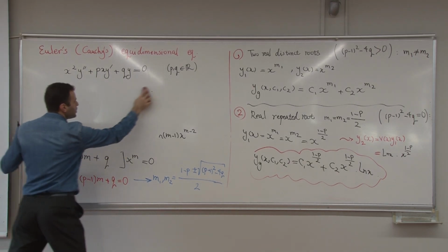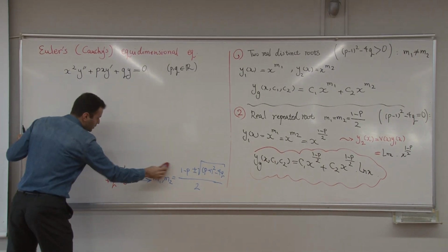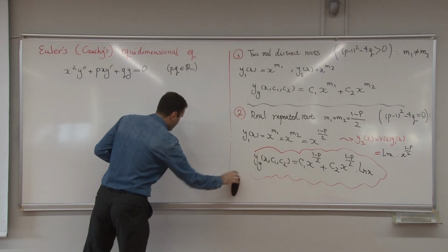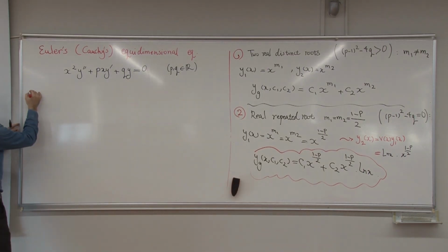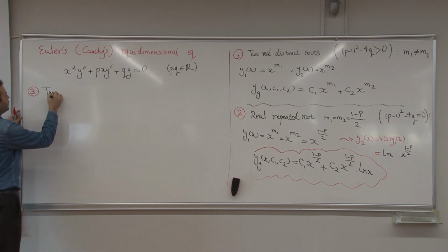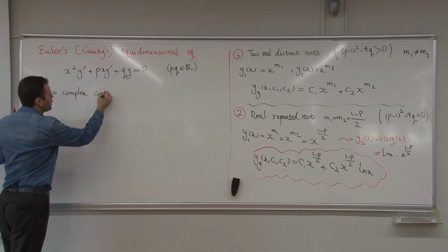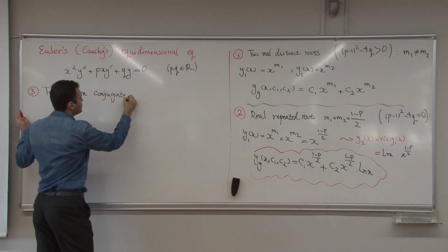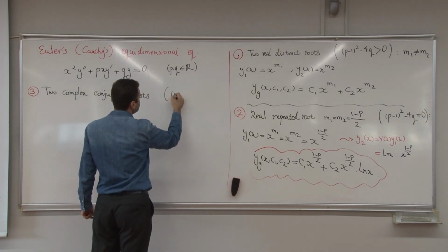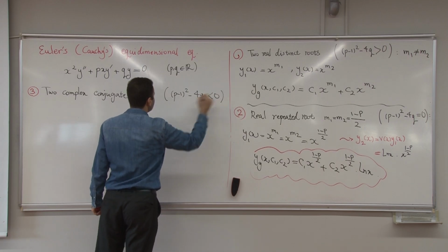What is our next case, by the way? When the delta is less than 0. Yes, or when we have complex roots. Our third case is two complex conjugate roots. And it happens when (p minus 1) to the power of 2 minus, let's use this then.